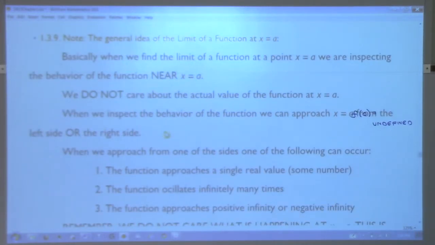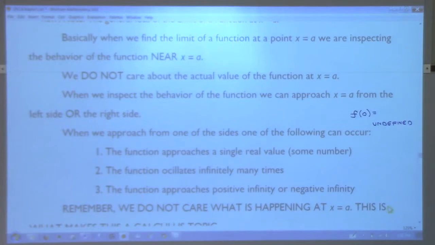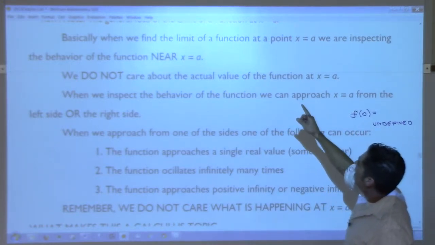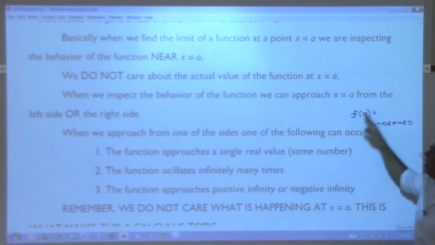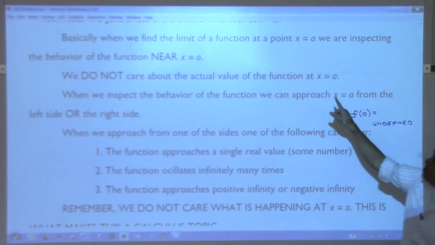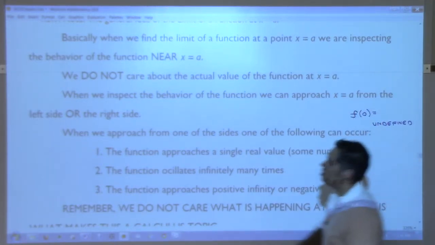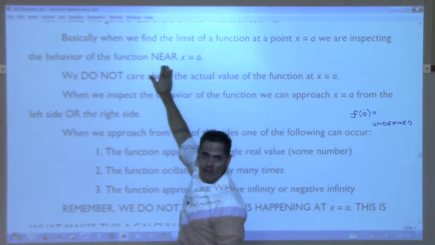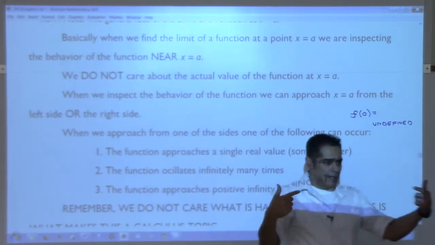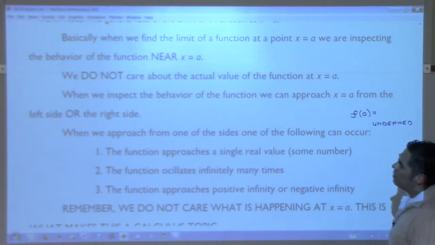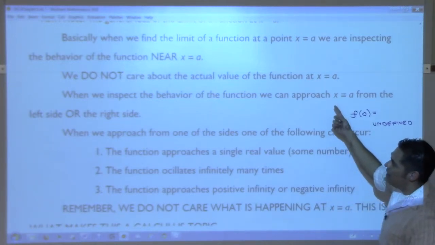So this is the general idea behind everything. I know you can read, but I will go through this. When we find the limit of a function at a point x equals a, what's happening is 0, that's a. When we talk about the limit of a function near a point a, we are inspecting the behavior of the function near a. Limit corresponds to being near a, not at a. We do not care about the actual value of the function at a.